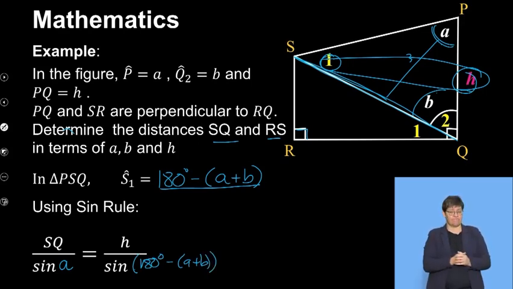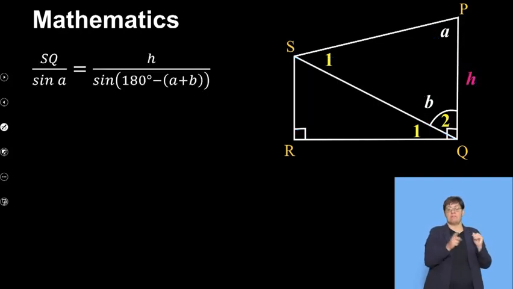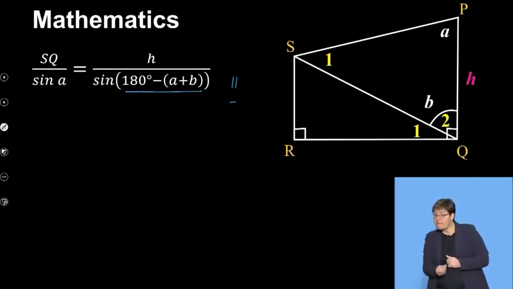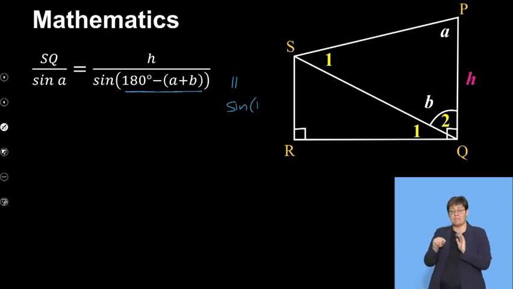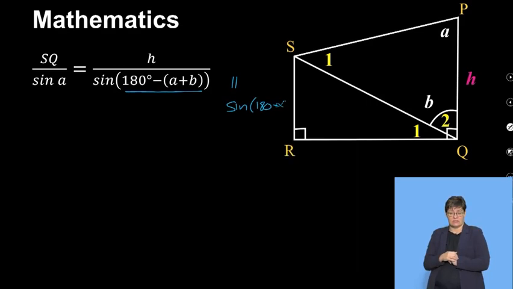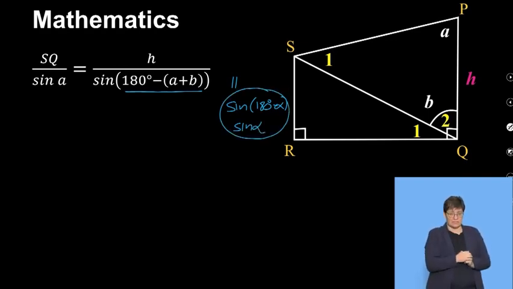Okay, let's continue. So that's what we had written on our last slide. Now remember, what does this remind you of? Sine of 180 minus reminds you of the second quadrant. And remember that sine of 180 minus alpha equals just sine of alpha. So we're going to use that rule to simplify this.